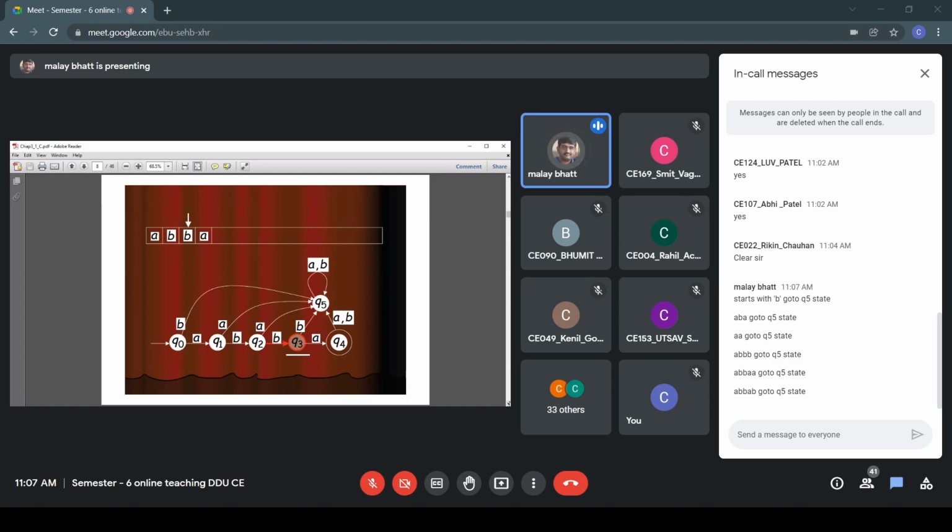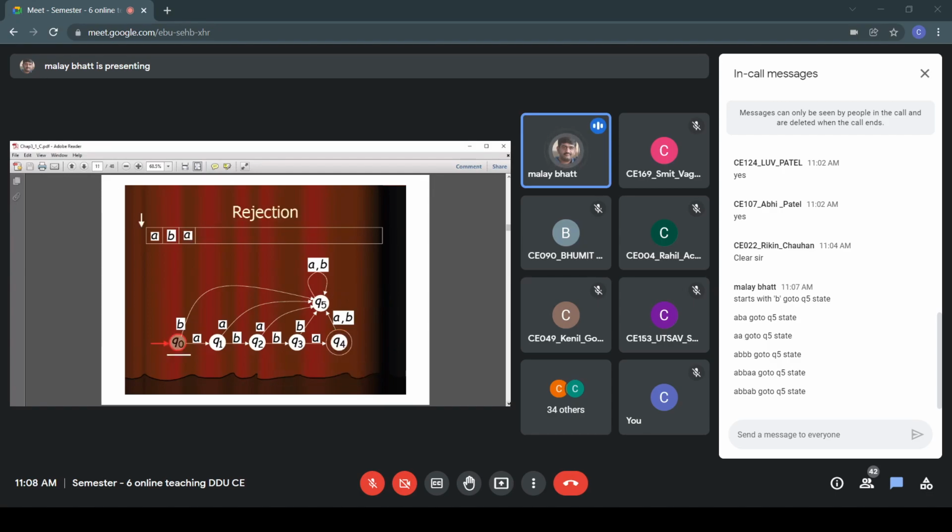Now from the Q3 state on input A, we get the Q4 state. Once we get to Q4, it is the end of the string. There is no element after this A. So Q4 is the accepting state with a double circle. We can say the string is accepted because nothing is present after this A, so it will be in the accept state.